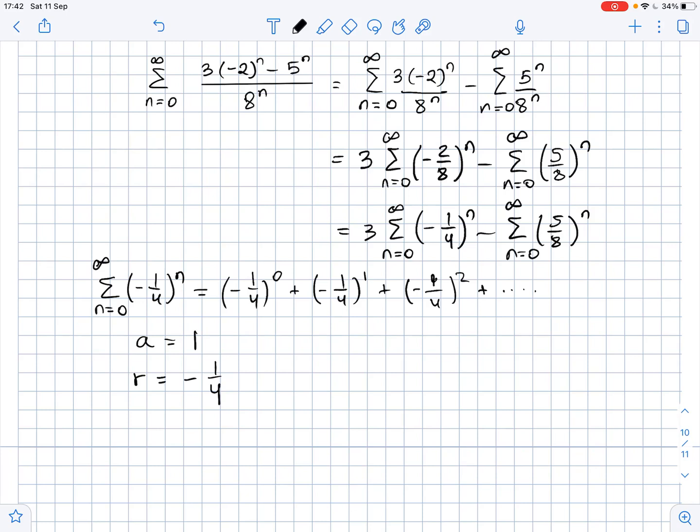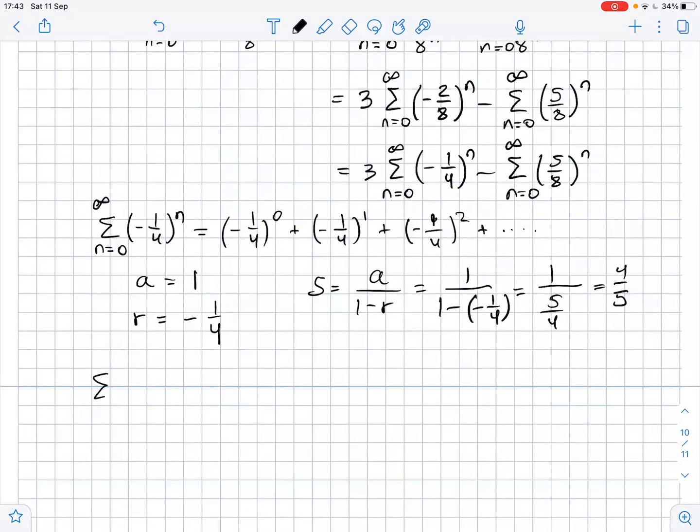So we can find the sum of this series by using the formula of the sum of infinite geometric series. So s equals a over 1 minus r, so it equals 1 over 1 minus negative 1 over 4, so it equals 1 over 5 over 4, so it equals 4 over 5.